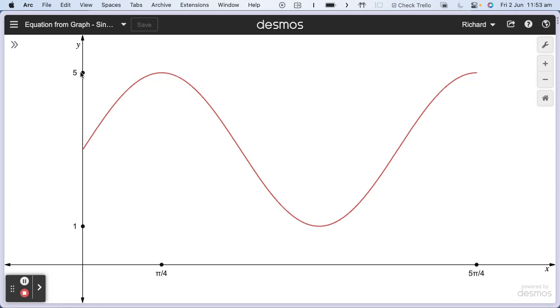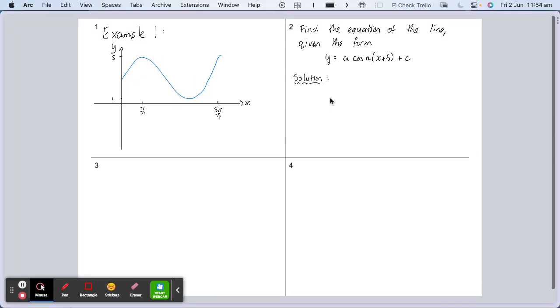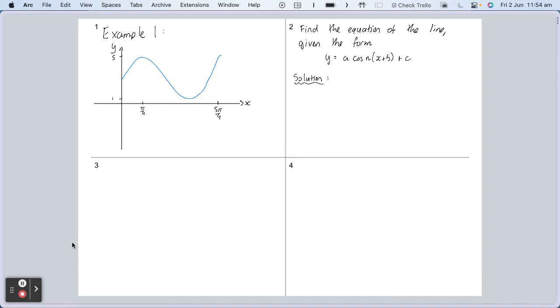So we can see that we've got a maximum value of 5 that goes along here, and a minimum value of 1. And we can see that the maximum x coordinate is pi on 4, and the next maximum is 5 pi on 4. So this is all the information that we've been given. Now, I've got it as a sketch in my notes so that you can see it, but I just wanted you to see it looking exactly how it should, as opposed to my sketch, which is not exactly how it should. Okay, so how do we go about solving it?